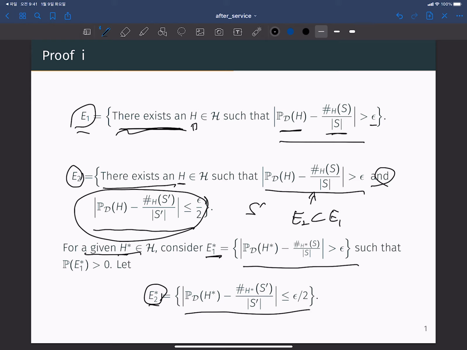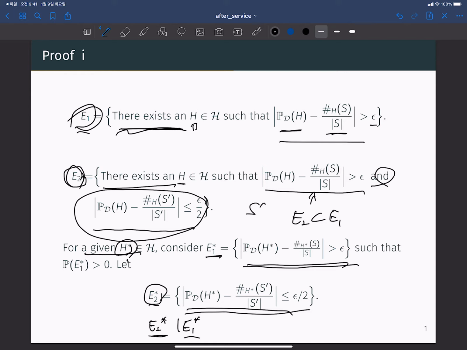Okay, so when E2 star is true for given E1 star, it means H star satisfies both conditions, which also means E2 is true for given E1, because the E1 condition is that there exists an H that satisfies this, and the E2 condition is also that there exists a hypothesis such that this holds.